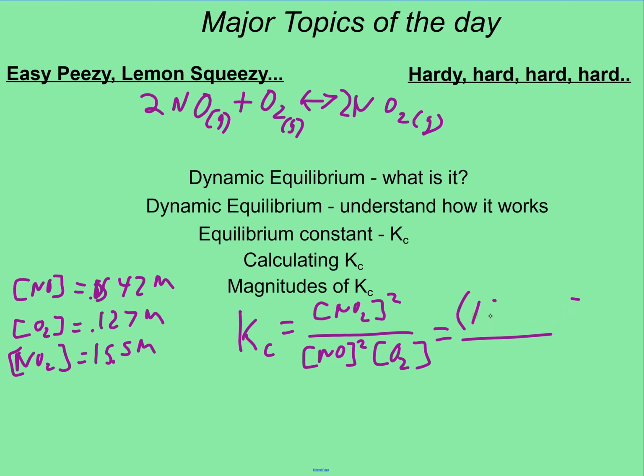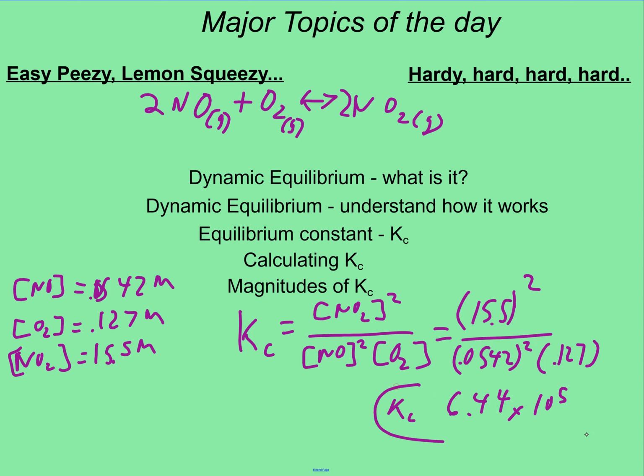So I need product, which is 15.5 molar squared, on top. My NO is supposed to be the 0.0542. I need to square that, and my oxygen is 0.127. Get out my calculator, make sure I'm using my calculator correctly. Three sig figs, so 644 times 10 to the fifth is my Kc.